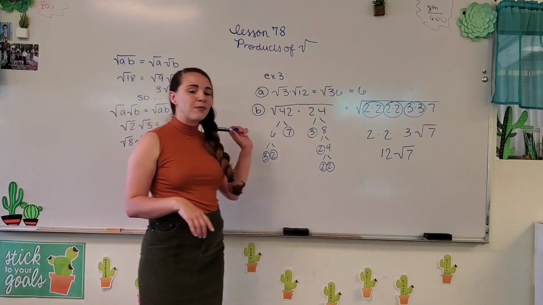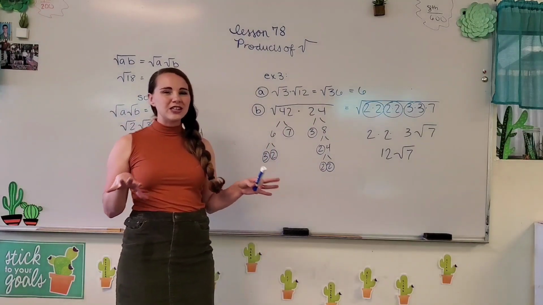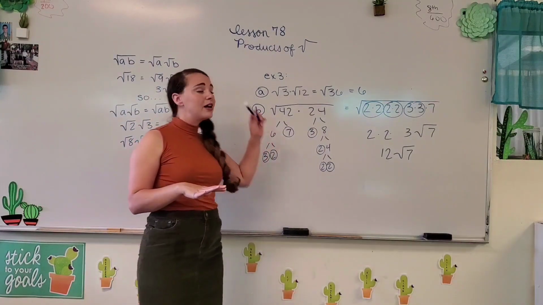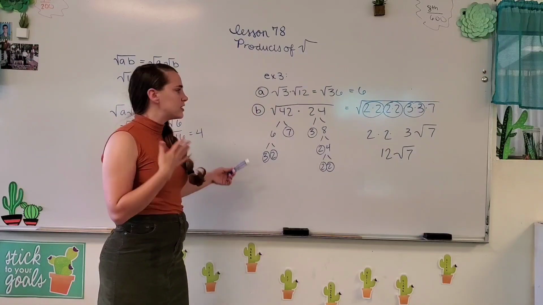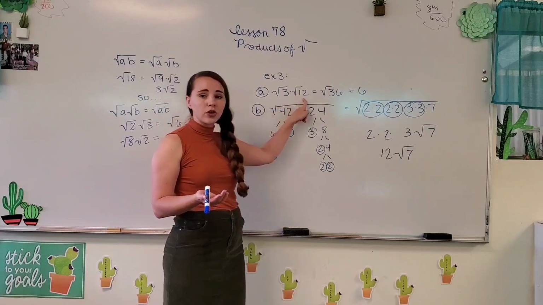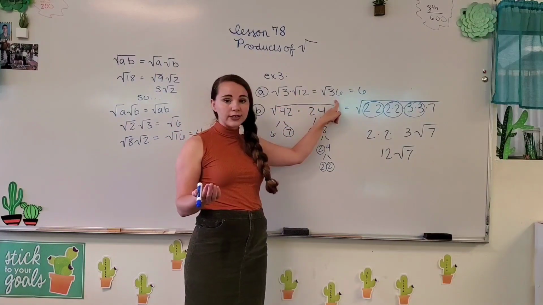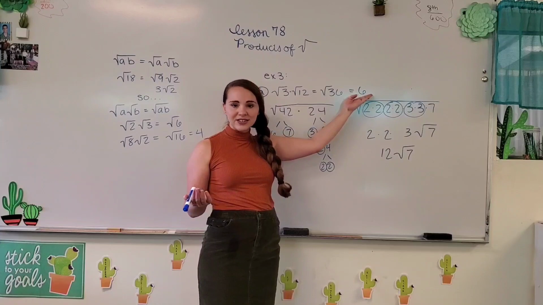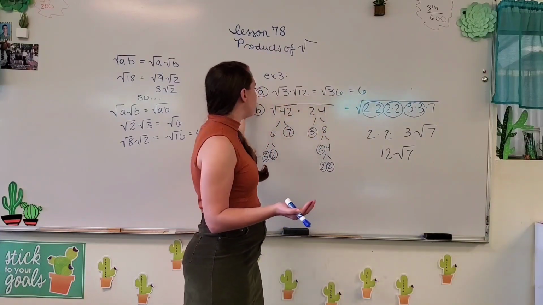I'm going to skip right to example 3 because 1 and 2 are a little bit crazy with graphs, and I'm going to do those later, but this is the easiest one to start with. So the square root of 3 times the square root of 12 is the same as the square root of 36, which easily simplifies to 6. So this is the easy peasy one.